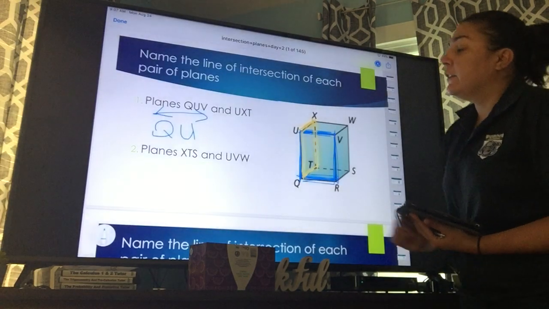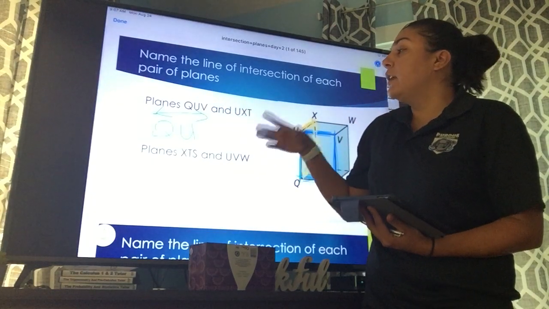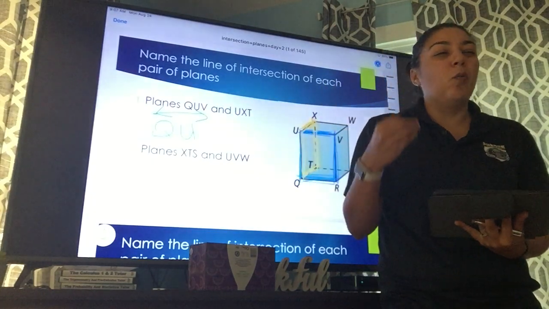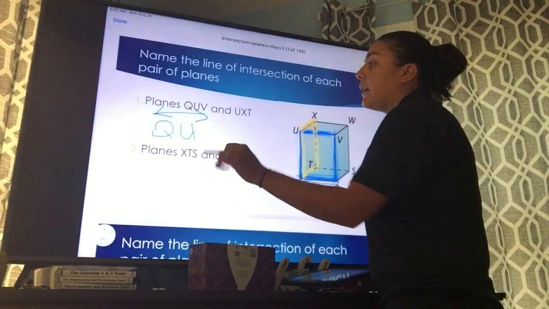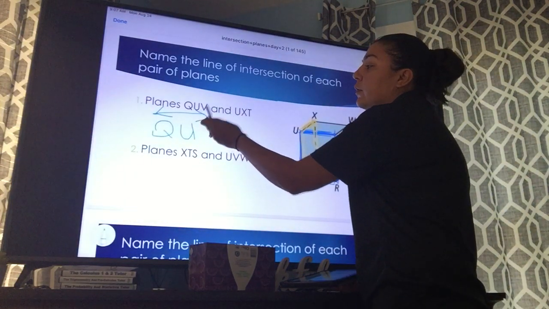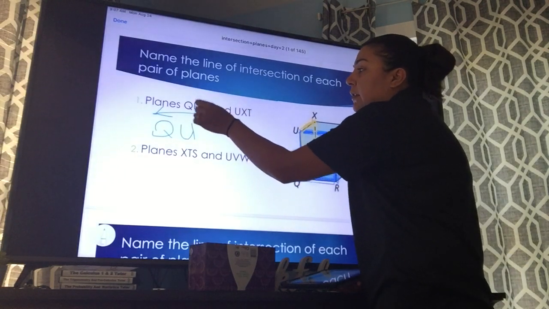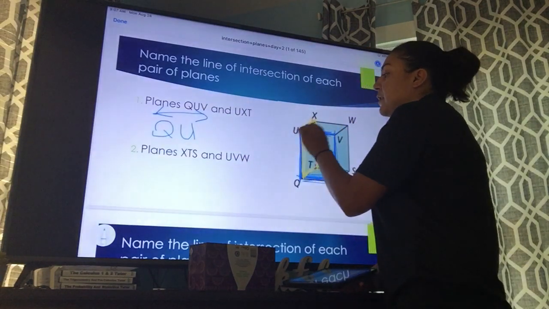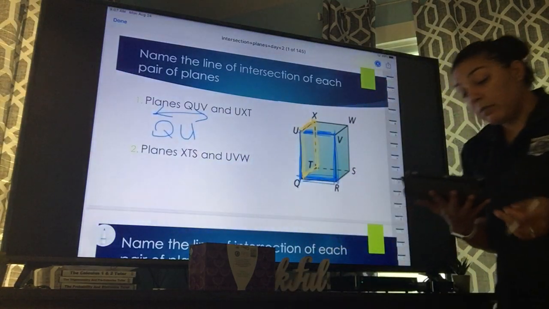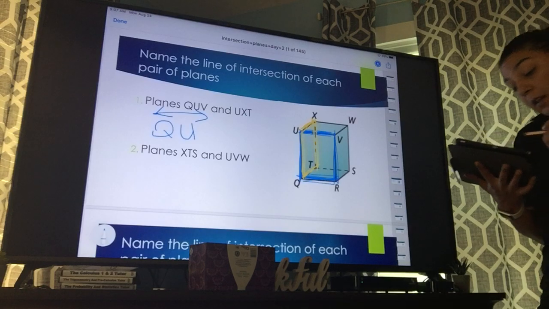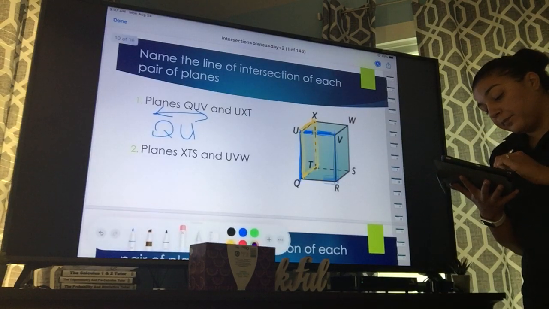And this is where I was saying, in the titles of the planes, it kind of gives you a clue about what the line is kind of going to be like. Because this one, if you just look at the letters, okay, you have Q, U, V, U, X, T. Well, they both have a U, so somewhere your line of intersection should have something to do with a U. And it does. And that's not always the case, but most of the time.